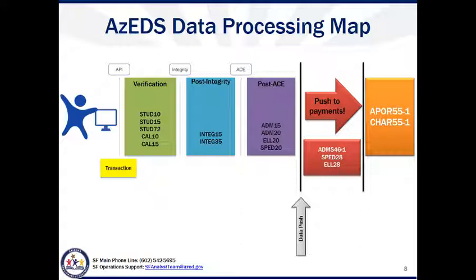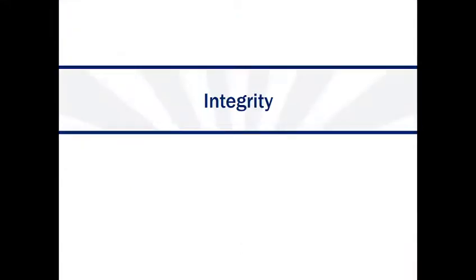Data push is where an account analyst comes in the next day after we've captured the data on a specified date and pushes it over to the payments team and generates the 46-1, the 28, and then ultimately the 55-1 and 64 for payments. So we are actually talking about integrity.